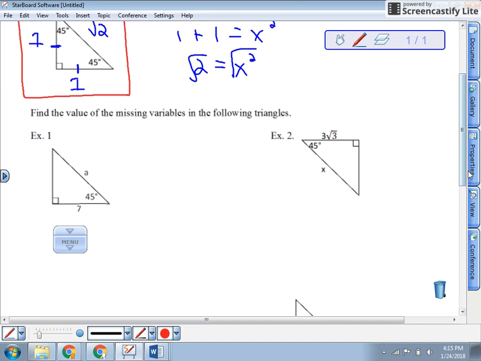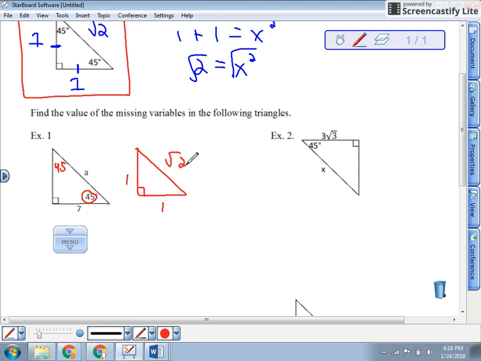It says find the missing value of variables in the following triangles. Now they only tell us that this angle here is 45, but because all the angles in a triangle add up to 180, this has to be 45 as well. So what are we going to do? For every problem, I want you to draw that standard 45-45-90. You can even draw it in the same orientation: 1, 1, root 2.